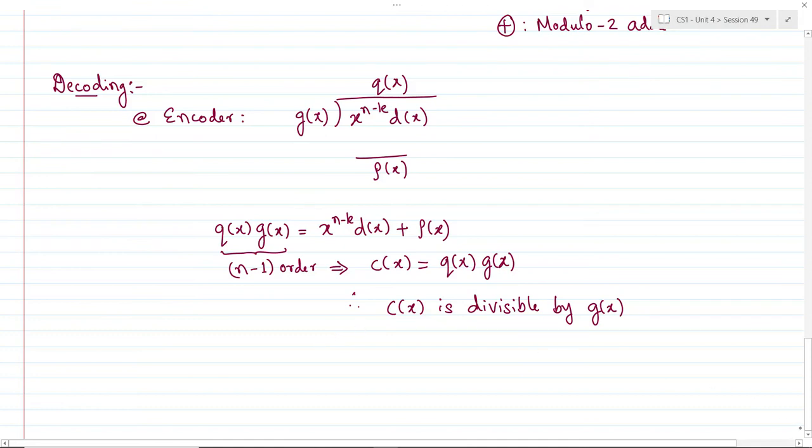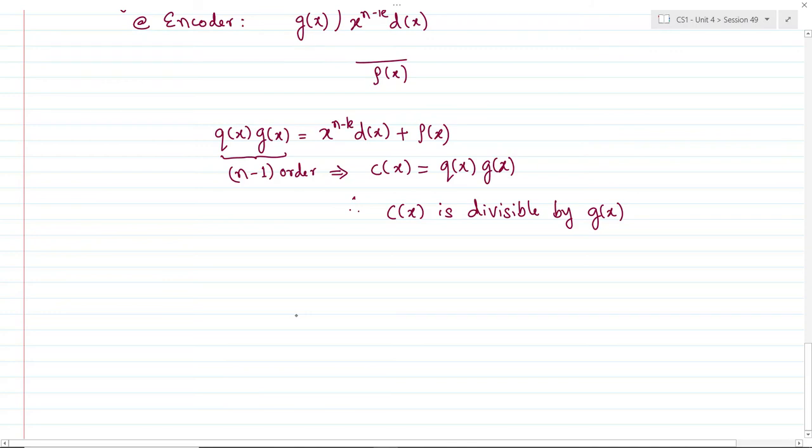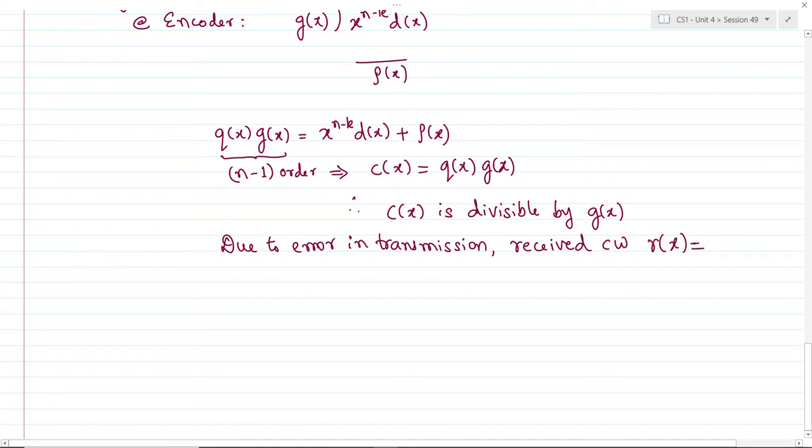Okay. So when this is transmitted over a channel, if it's a noisy channel, the receiver will not receive it as C of x, so there will be an error. Due to the error which occurs during the transmission, the received word polynomial will not be C of x. Therefore, due to error in transmission, the received code word R of x, if you try to represent this as R of x, will not be identical to the code word which is transmitted at the transmitter end.